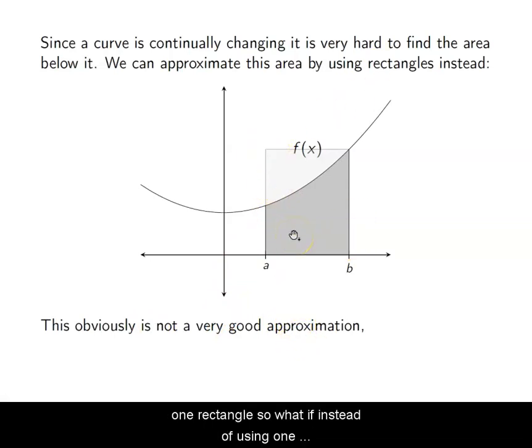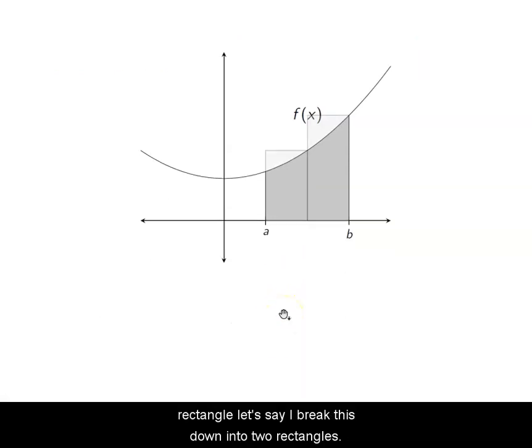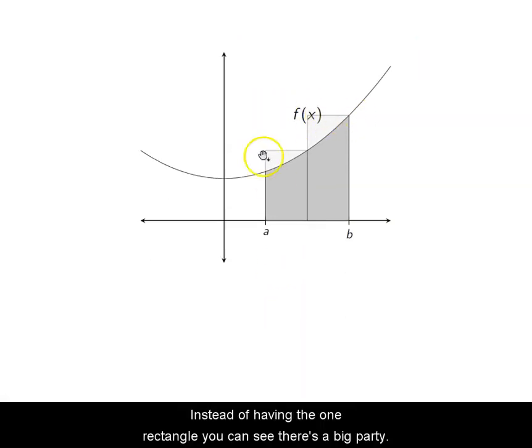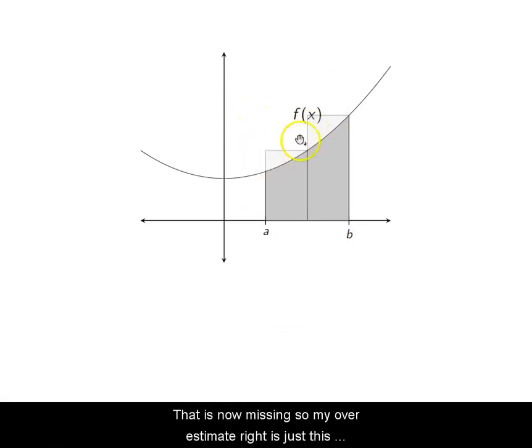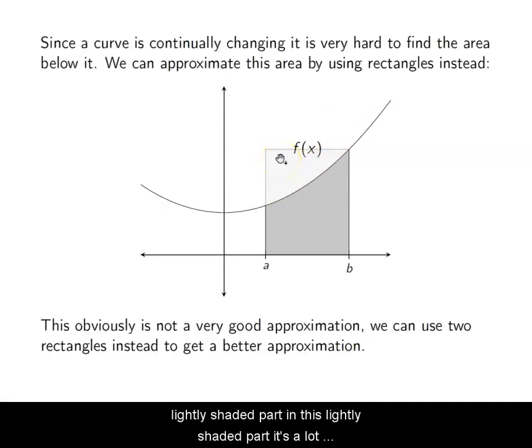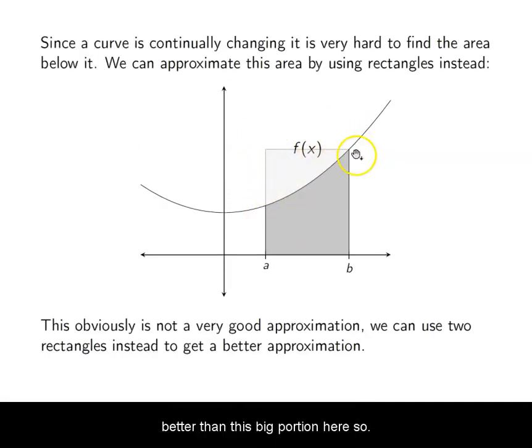So what if, instead of using one rectangle, I break this down into two rectangles? Instead of having the one rectangle, you can see there's a big part that is now missing. So my overestimate is just this lightly shaded part and this lightly shaded part. It's a lot better than this big portion here.